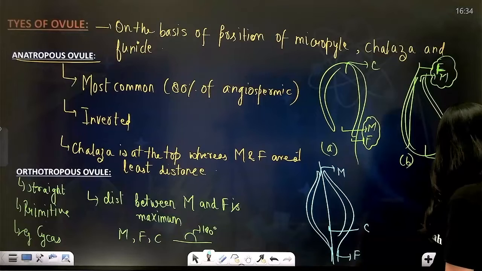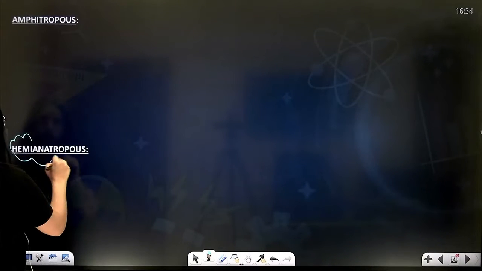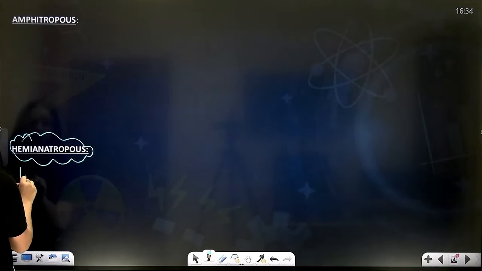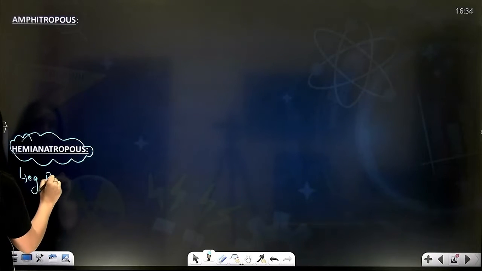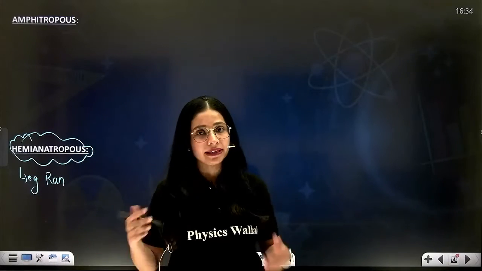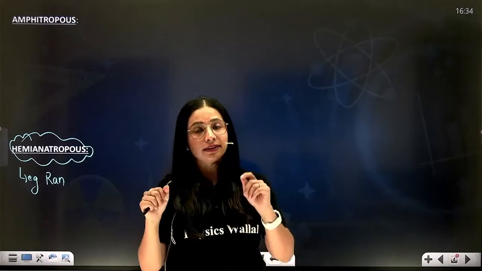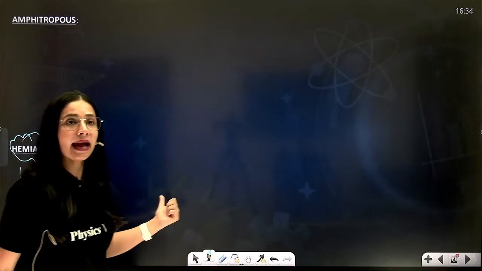Okay. Moving towards the third type, which is hemianatropous. The example of hemianatropous is Ranunculaceae. Ranunculaceae are the primitive angiospermic families. So in primitive angiospermic families like Ranunculaceae, the type of ovule is hemianatropous.